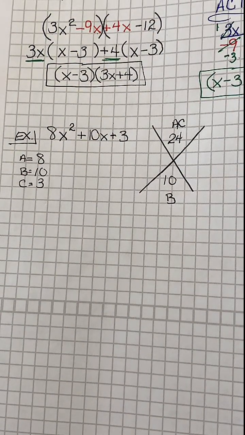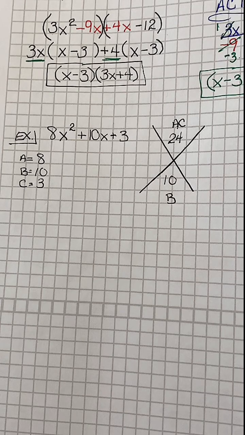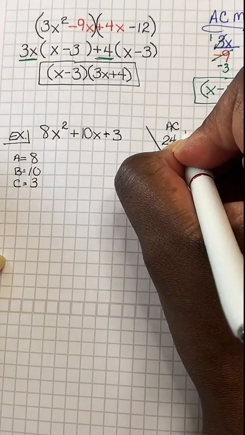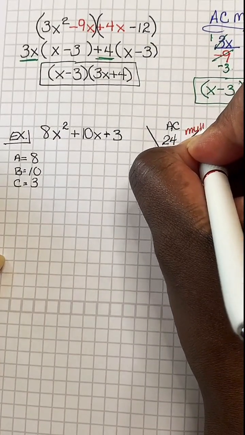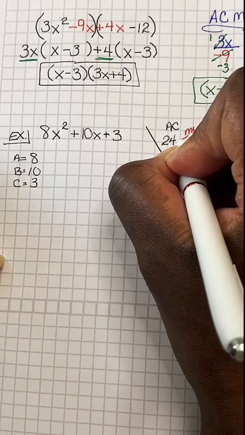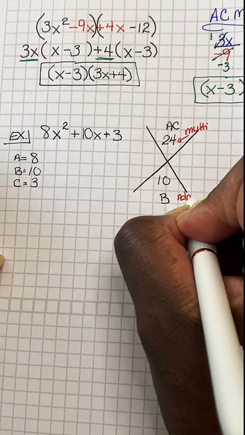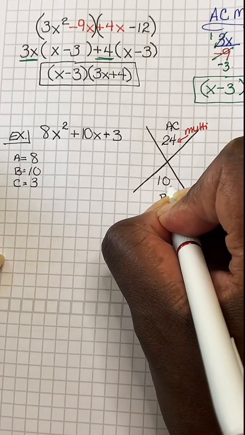Okay, sit and watch. What two numbers multiplied together will give me 24, and added together will give me 10?